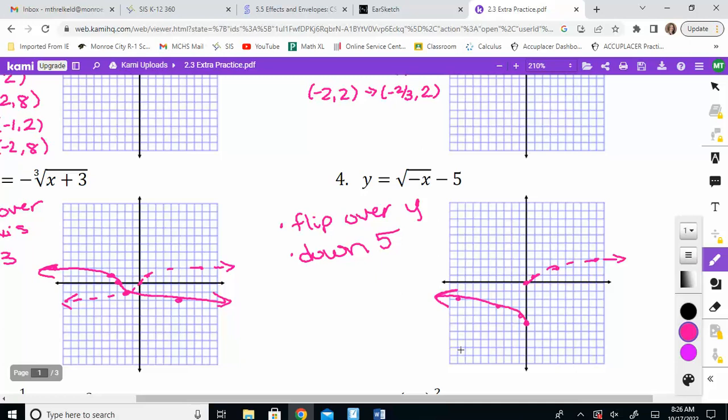How are we doing so far? Okay. Let's practice another stretching and shrinking.